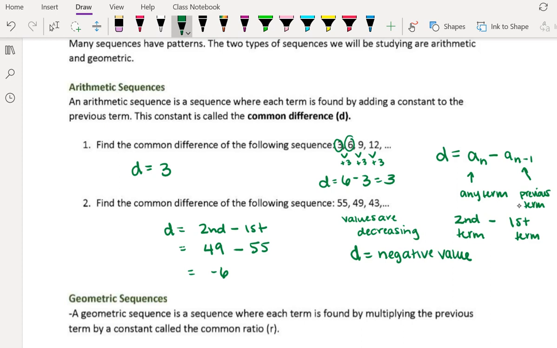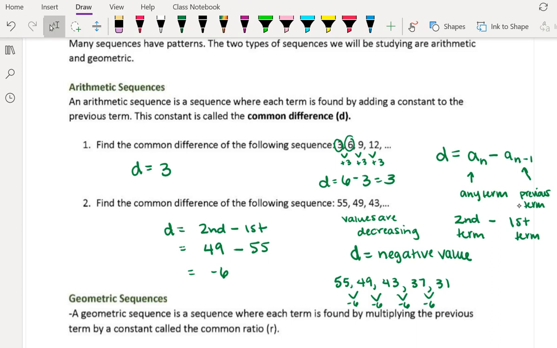Okay, and I could continue because if I have 55 minus 6, I'm at 49, minus 6, I'm at 43, minus 6, I would be at 37, minus 6, I'd be at 31. So each time I'm subtracting 6. So all we're doing in these first couple of lessons is finding the pattern.